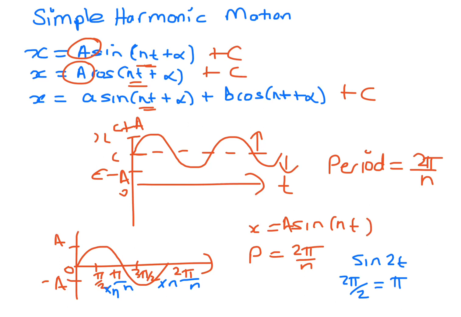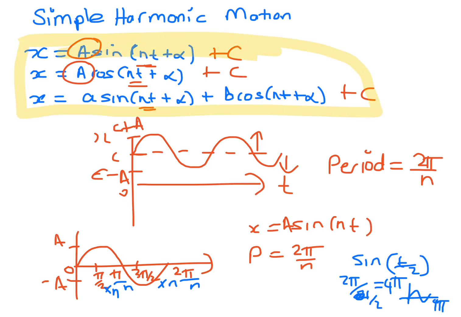If instead of 2t, it was t on 2, then it would actually dilate it and stretch it out, because that would be 2 pi divided by a half, which ends up being 4 pi. That means it's going to take 4 pi to actually do one revolution. So that's the basic displacement graph for something that is in simple harmonic motion.